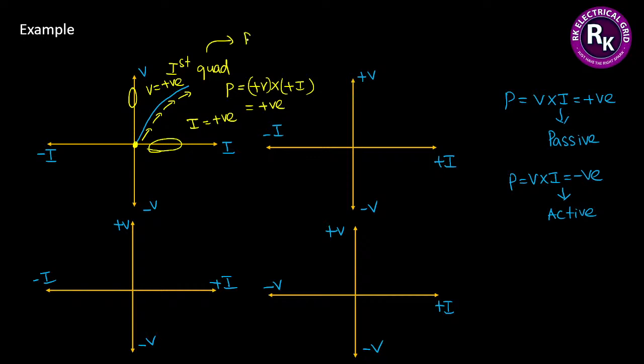Given element is said to be a passive element. Why is it passive, sir? Because its product becomes positive. First conclusion. I hope you all are getting me now. Okay, let us go ahead with the second graph.